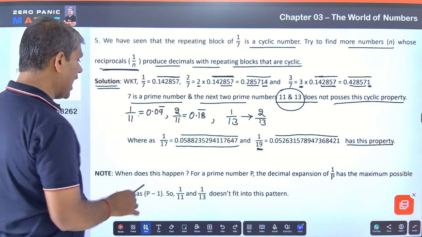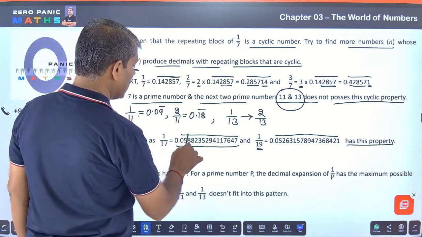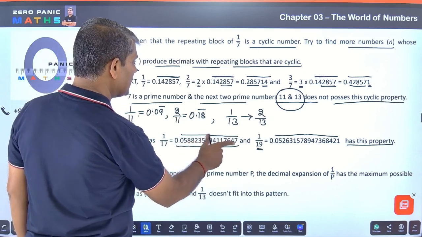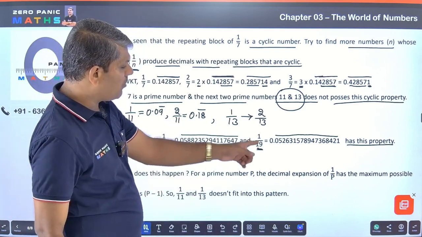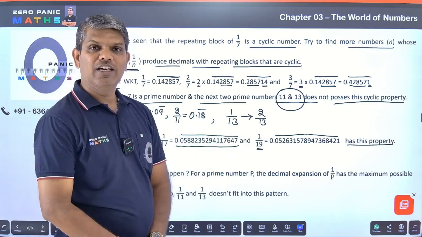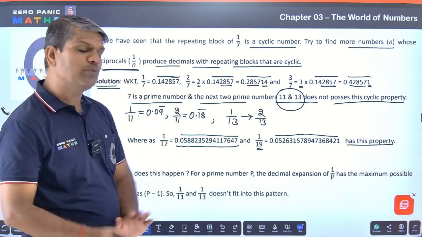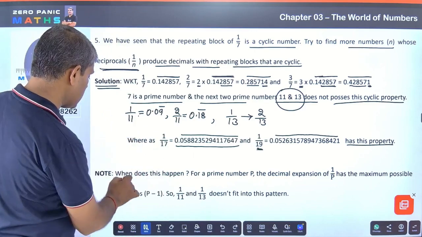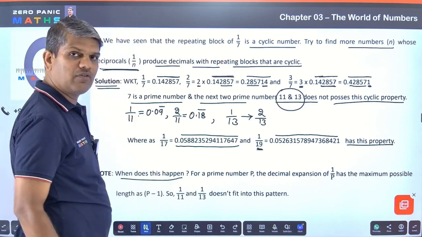With that also, if you perform 2 by 17, the value you get is by adjusting these numbers cyclically. Similarly, 1 by 19 also possesses that. Now after performing all this, note this, this is very important. Listen to me carefully. When does this happen? We are answering this.